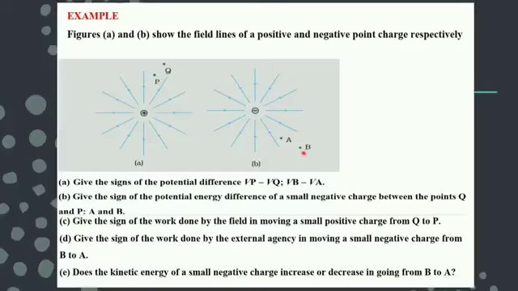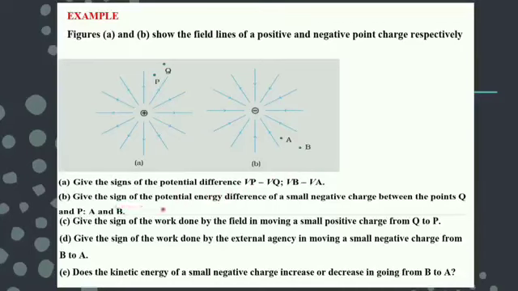Now, when you are bringing in the presence of a negative charge, of course the potential has to decrease. So potential at A is less than potential at B. But they are asking Vb minus Va. So potential at A is less, so Vb minus Va is again positive.